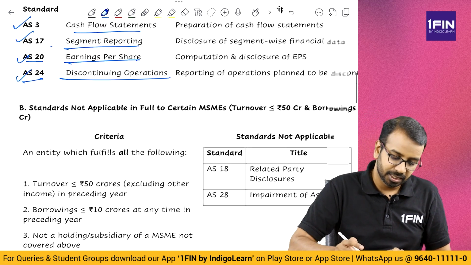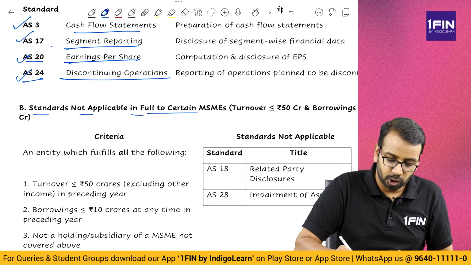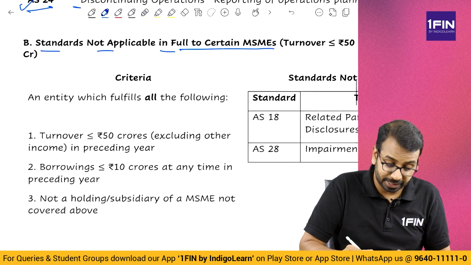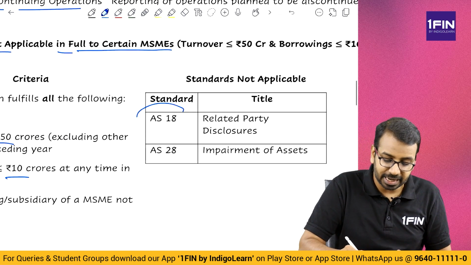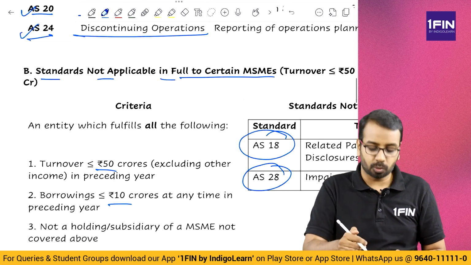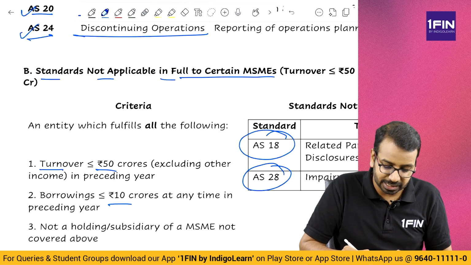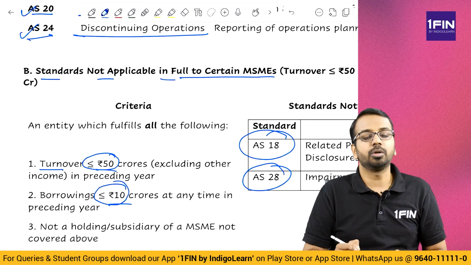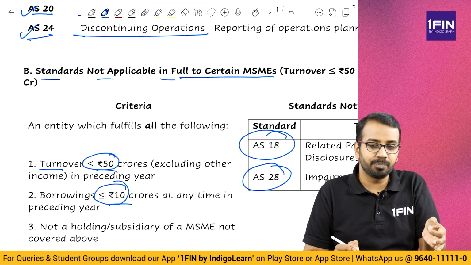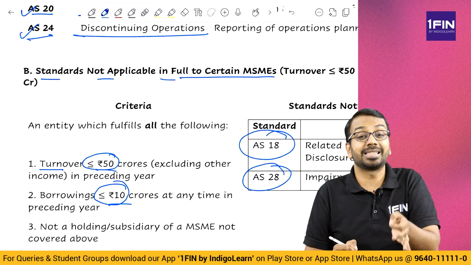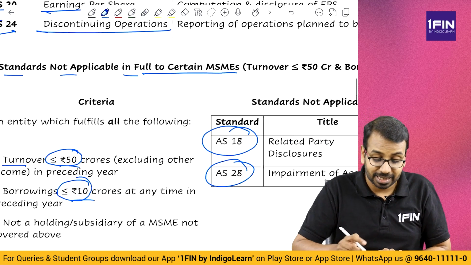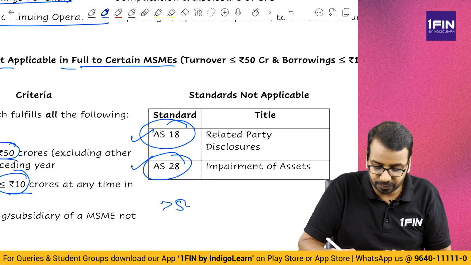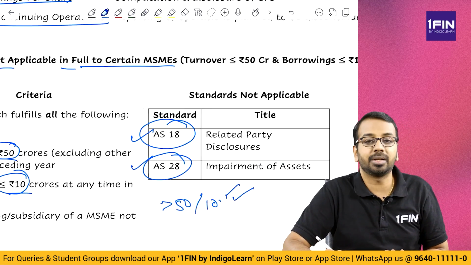Then, standards not applicable in full to certain MSMEs. So, if you are an MSME meeting these 2 criteria, then AS 18 and 28 are not applicable. So, what is the criteria? Number 1, turnover is less than or equal to 50 crores and borrowing is less than or equal to 10 crores. In that case, AS 18 and 28 are not applicable. Okay, means if it is greater than 50 and 10, these become applicable.